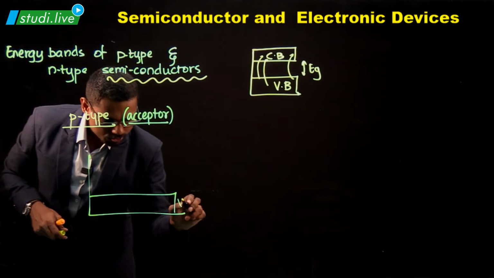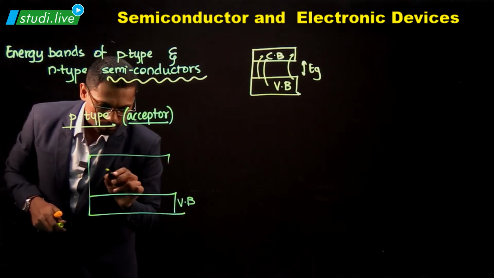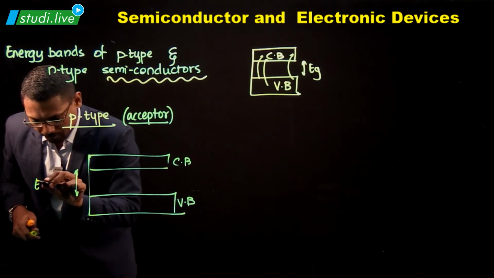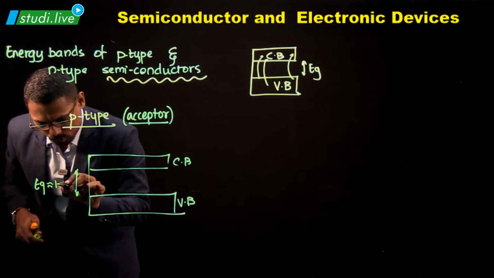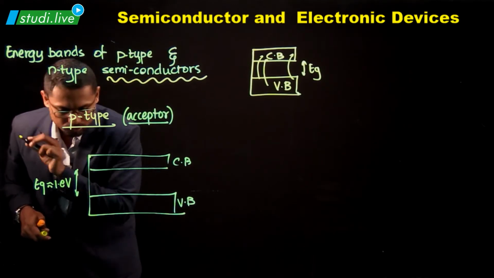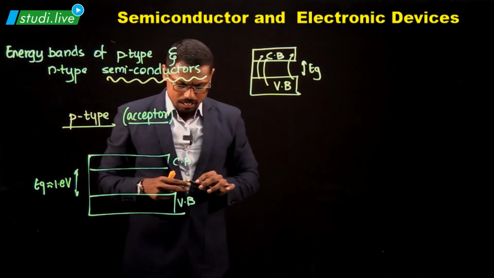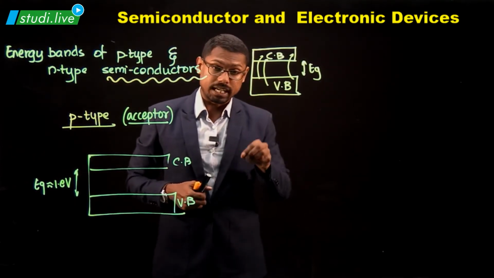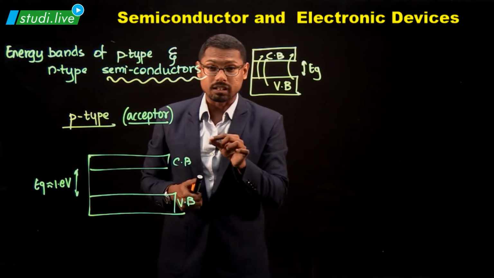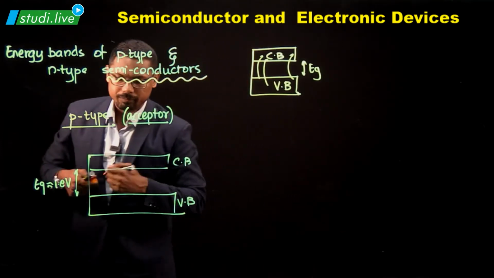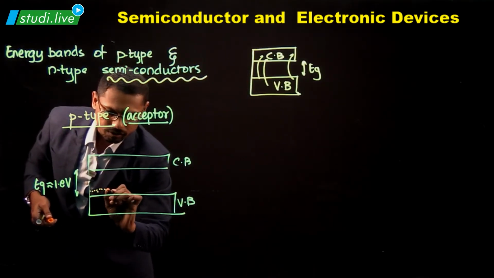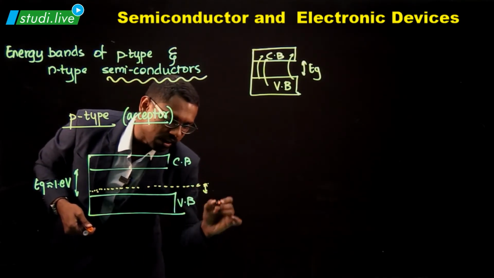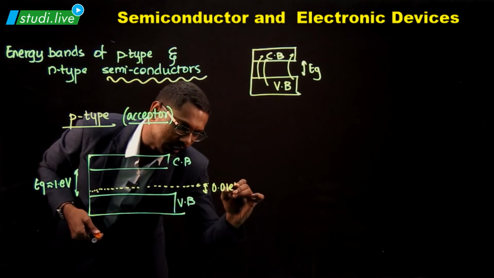If this is my valence band, this happens to be my conduction band, and let's say this is my energy gap, and assuming that this is equal to 1 electron volt. Simple. The acceptor impurities bring in some acceptor electrons, and these will have an acceptor level. This acceptor level is somewhere over here. The difference between the acceptor level and the valence band is 0.01 electron volts.